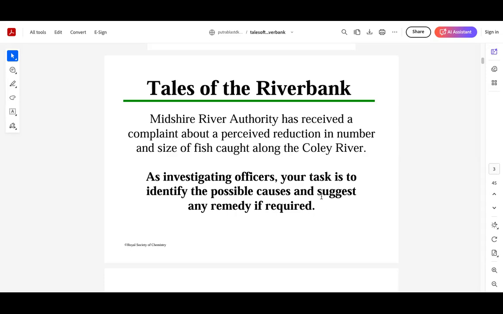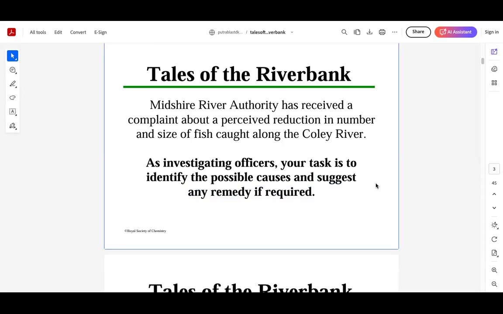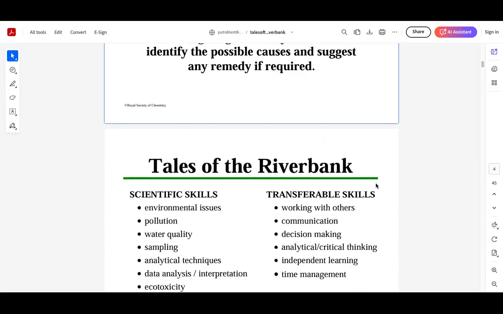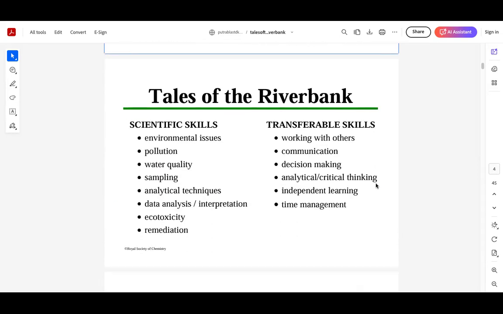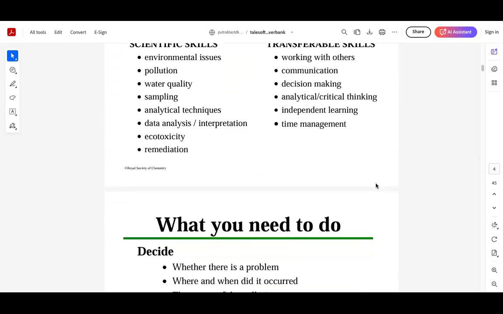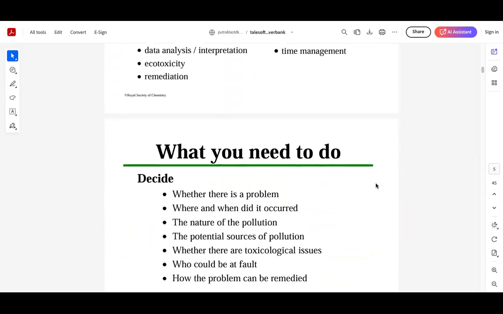So you don't have to do the suggestion of remedy. Okay, you don't have to do that. But more important is for you to identify the causes. These are the skills actually that should be obtained from this practice. This is what you need to do.